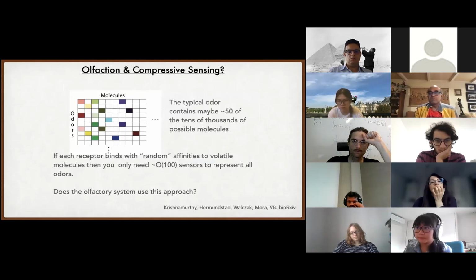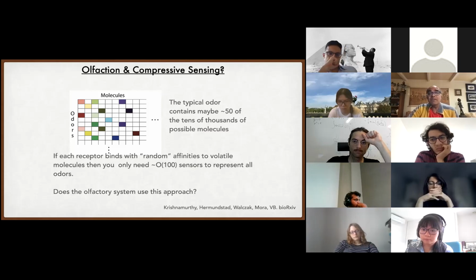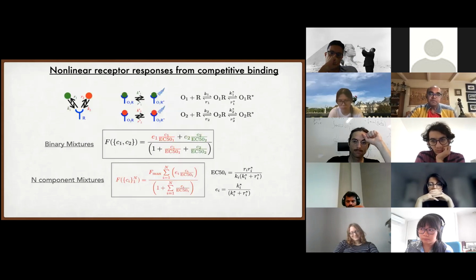So just to say it again, the typical odor contains maybe 50 of the tens of thousands of molecules. If each receptor binds with, quote unquote, random and basically unstructured affinities to volatile molecules, the idea would be perhaps you need only a few hundred sensors to represent all the odors, right? And indeed, if you take 50 times the logarithm of 10,000, you're going to get numbers of the order of a few hundred. That's the idea, right? So the question is, does the olfactory system use this approach?